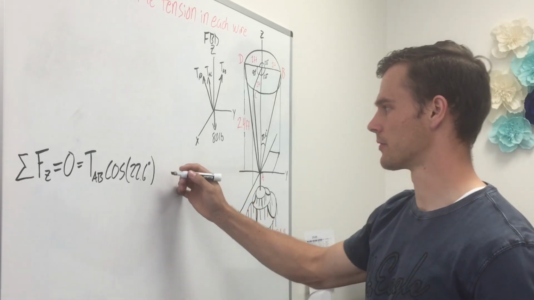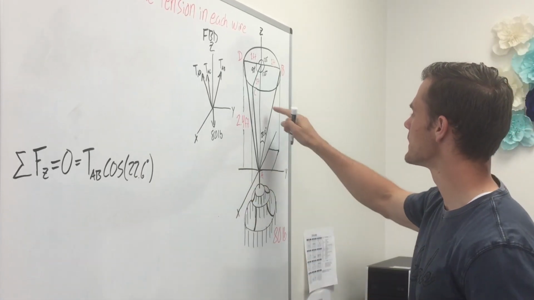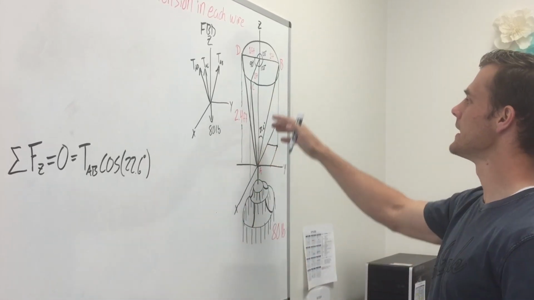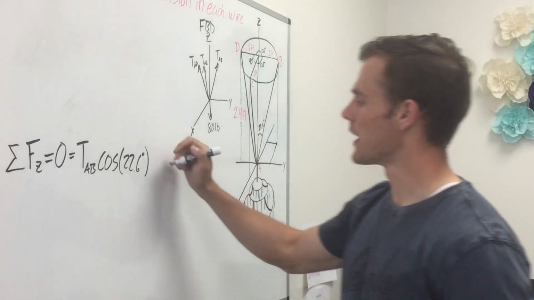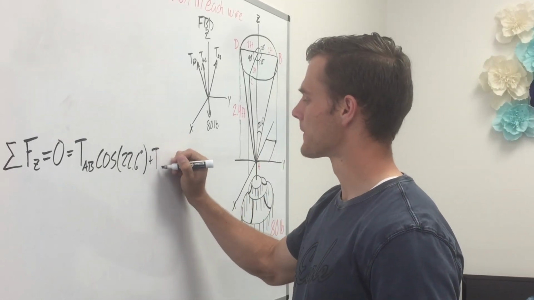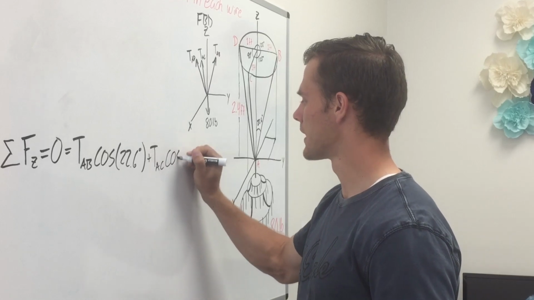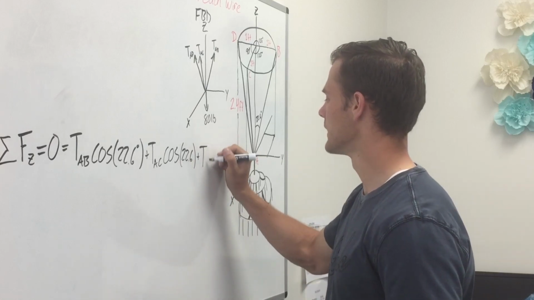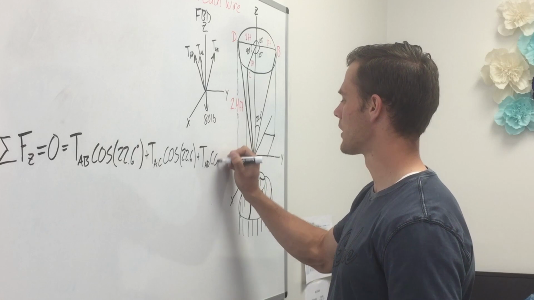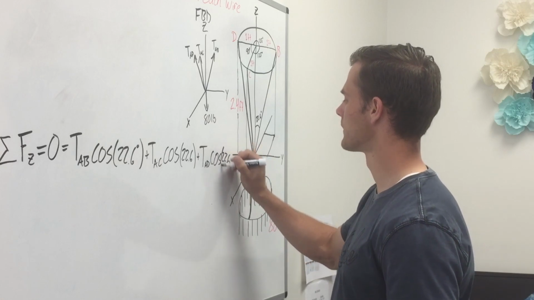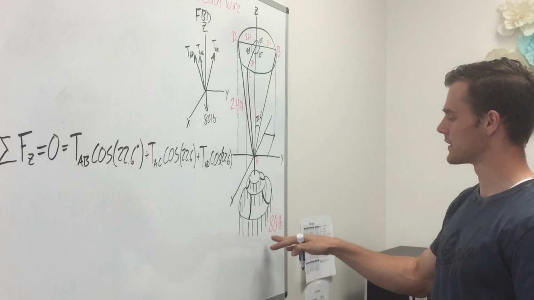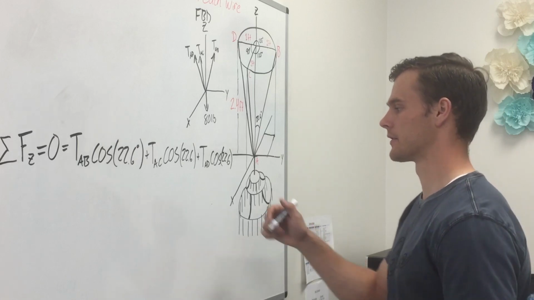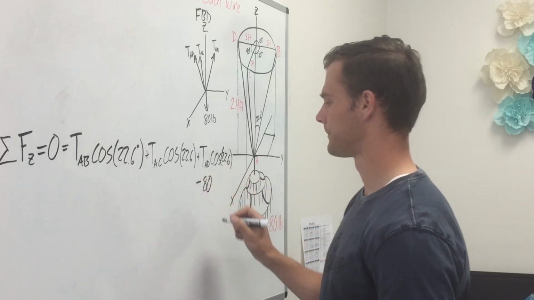Alright, so I had to write it down here because we were running out of space. But we can see, since each of these wires form the same triangle, we're going to get the same z component in each one of these triangles. So we'll have this plus the tension in AC cosine of 22.6, plus the tension in AD times the cosine of 22.6. And then we have our force in the negative z direction, where gravity is pulling down with 80 pounds of force. So we're going to do minus 80.